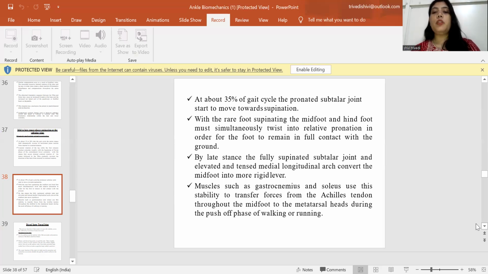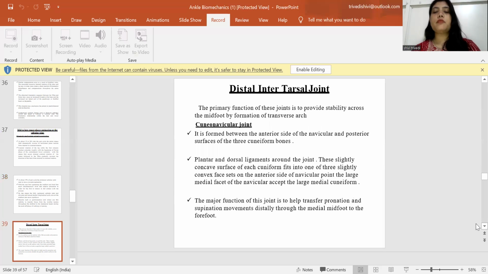Muscles such as gastrocnemius and soleus use this stability to transfer forces from the Achilles tendon through the midfoot to the metatarsal heads during the push-off phase of walking or running. Distal metatarsal joint. The primary function of this joint is to provide stability across the midfoot by formation of the transverse arch.